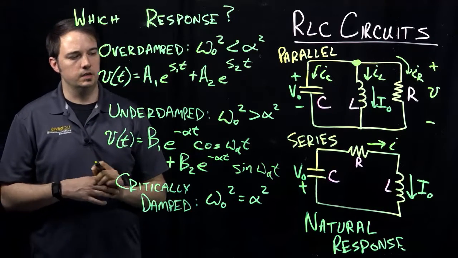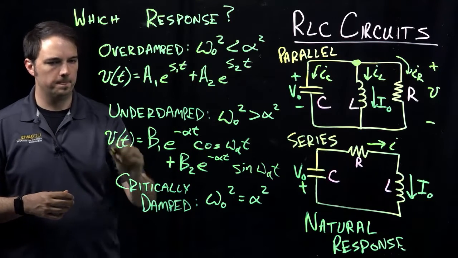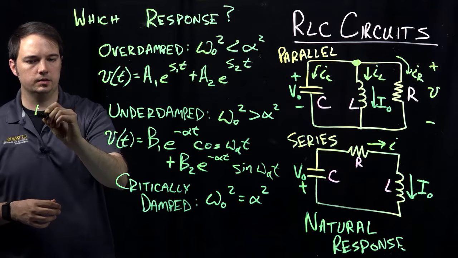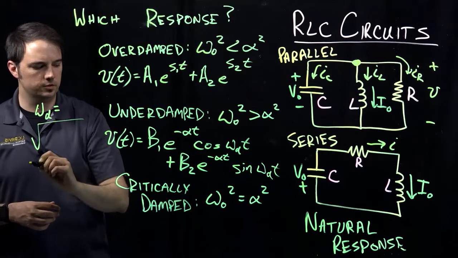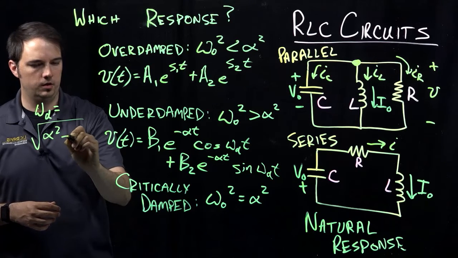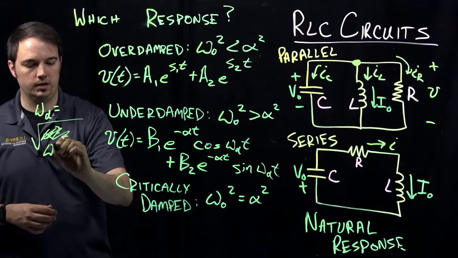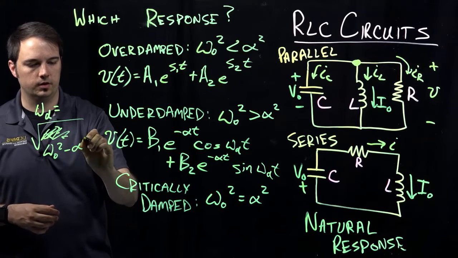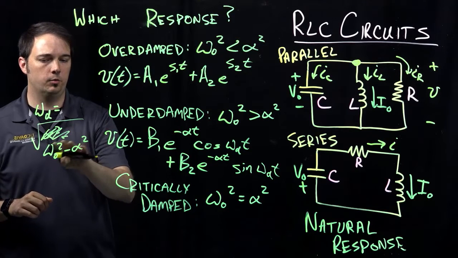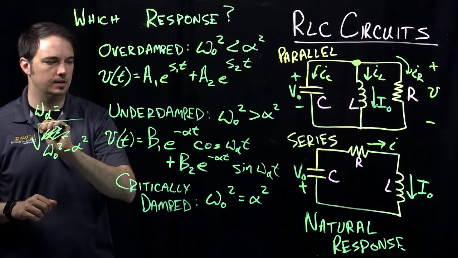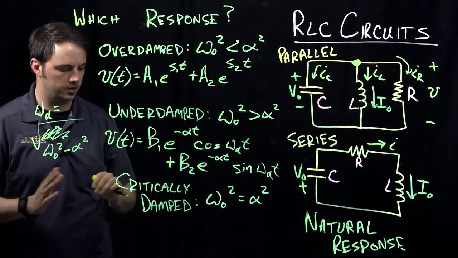So this omega d is noted as the damping frequency and is defined as such. Omega d is equal to the square root of, I apologize, not alpha squared, omega naught squared minus alpha squared. So if we have already solved for what omega naught and alpha are, we could use that to solve for omega d, our damping frequency, and plug that into the form of the solution that we have in the underdamped case.